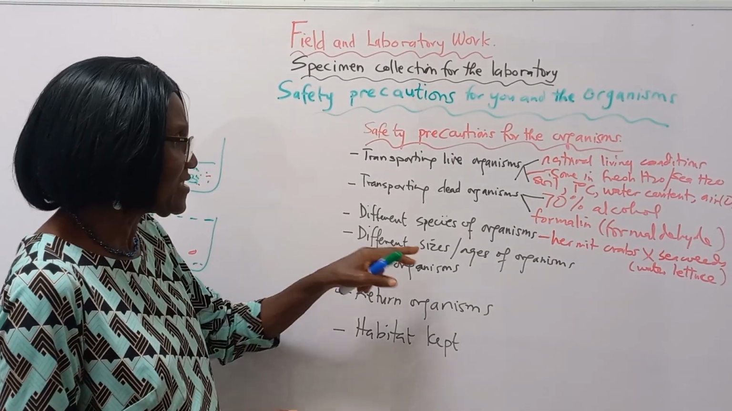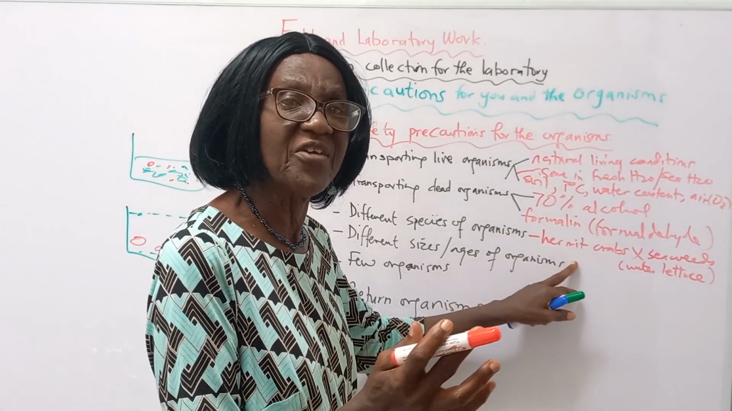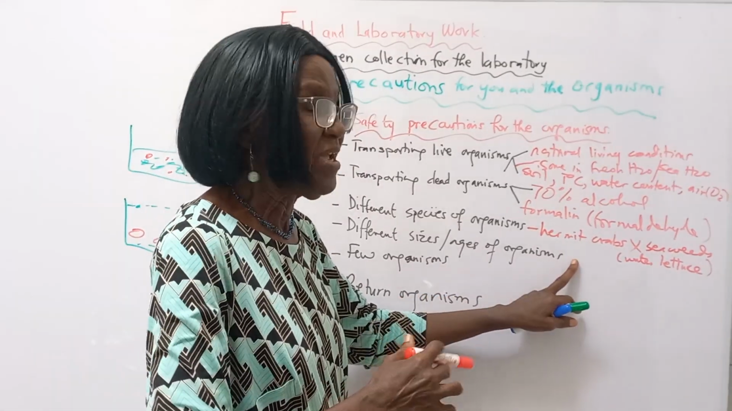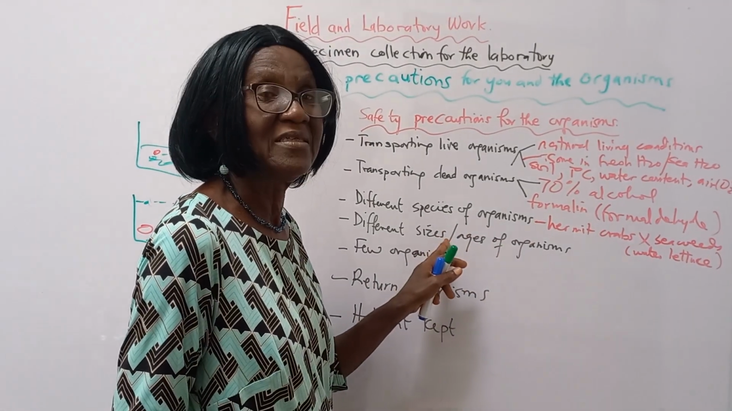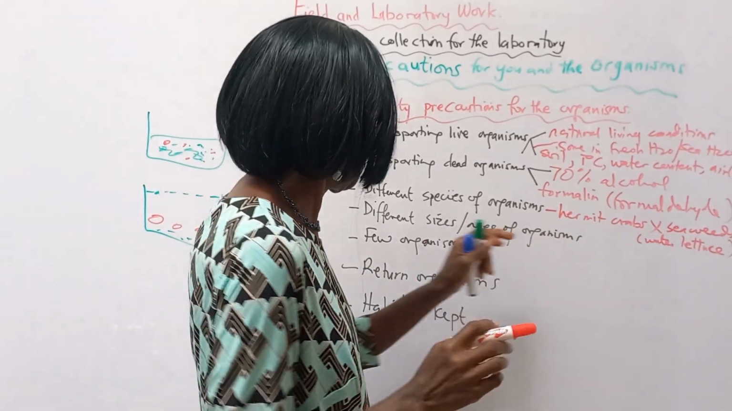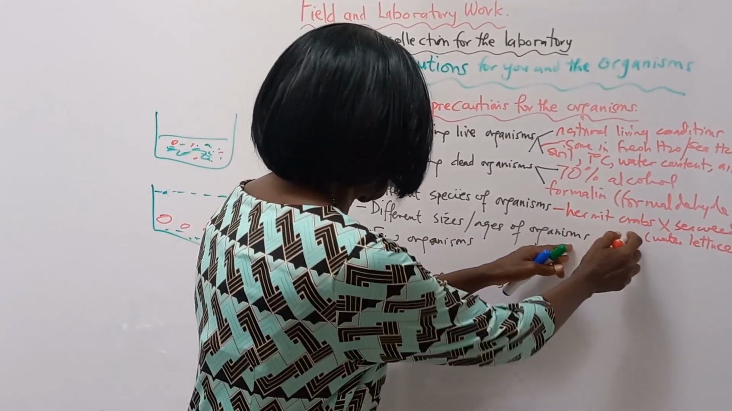And then different sizes and different ages of organisms should also be put into different containers, because big ones may trample on the small ones, and big ones, when they are angry, may eat the small ones. So different sizes, different ages of organisms in different containers.